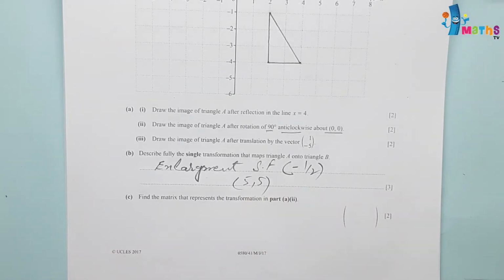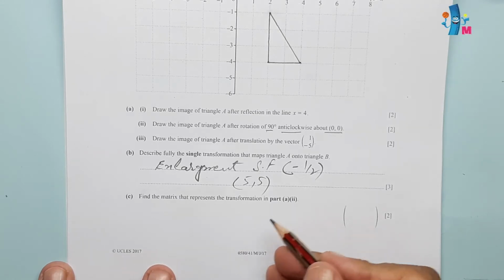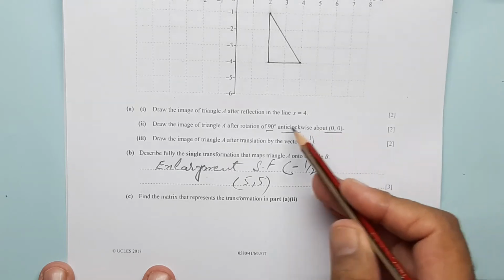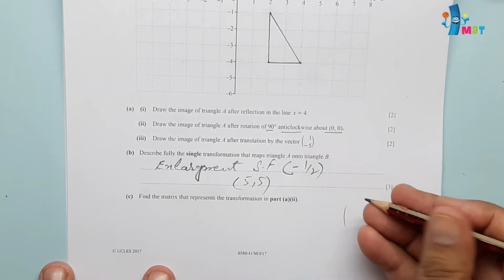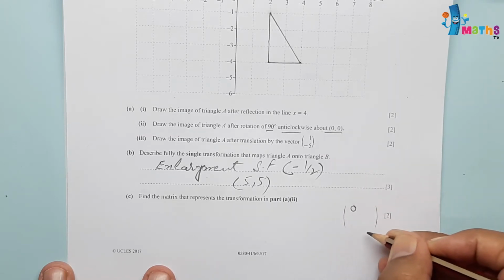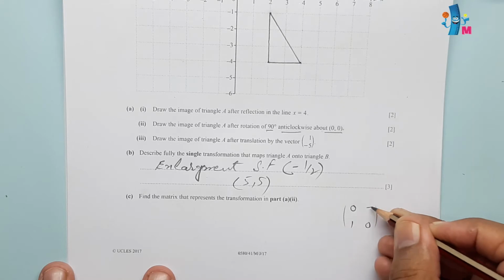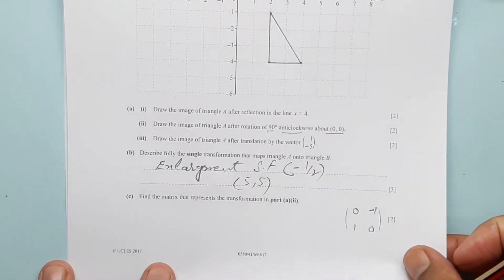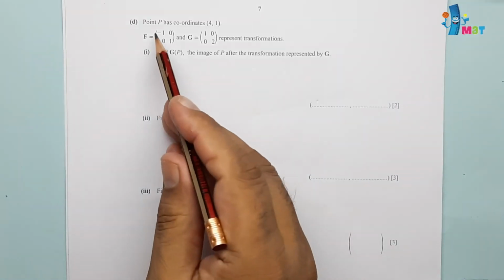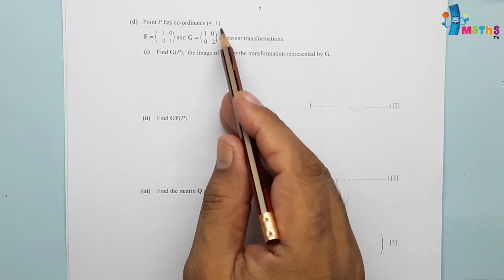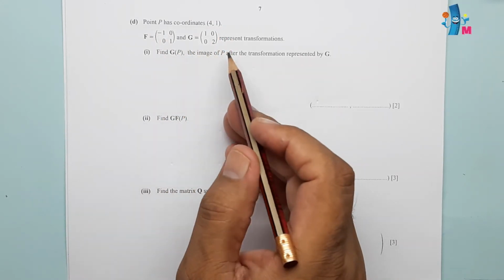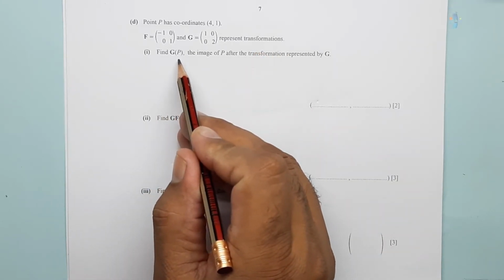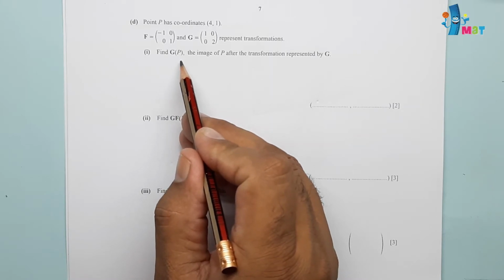Then they are saying find the matrix that represents the transformation part A2. Part A2 is this one. So anti-clockwise 90 degree anti-clockwise, we know the matrix, we are showing 0, 0 over here and 1 and minus 1 for anti-clockwise rotation about the origin. D part, point P has coordinates 4 and 1. F is given, G is given in form of matrix, represent transformations. Find G of P. So G of P we have to find.